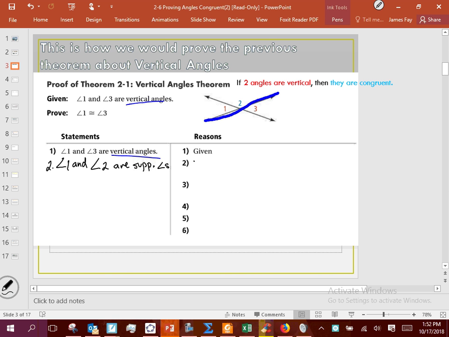Now, the definition of linear pairs doesn't say anything about them being supplementary. The definition of linear pair is that they are two adjacent angles whose non-common sides form a straight line. Nothing in there said the word supplementary, right? But the linear pair postulate says if you have linear pairs, which is what 1 and 2 are, then those two angles are supplementary. That's what's going on here. So my reasoning for saying that 1 and 2 are supplementary is the linear pair postulate.